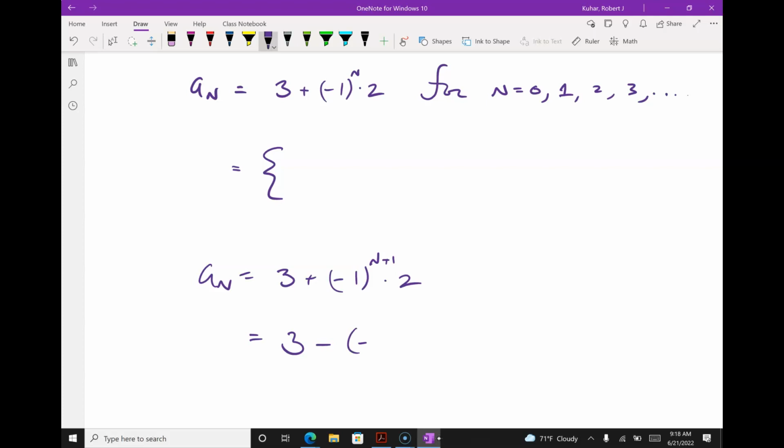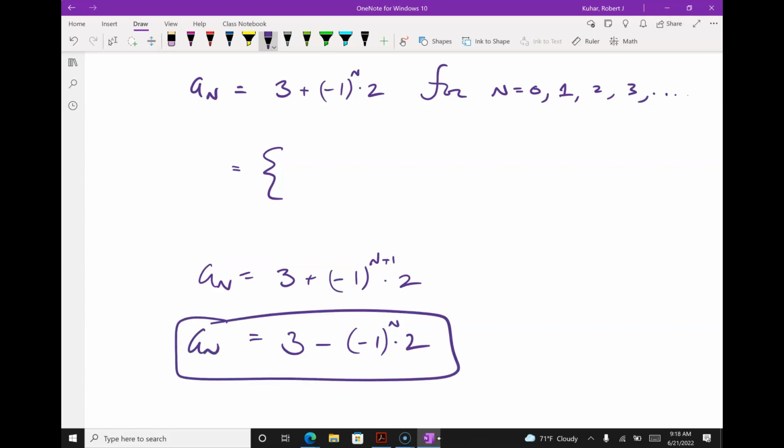3 minus a -1 to the n times 2, right? So now when n is 1, I get a double negative, I get the 5. There it is, right? Yeah, I like that, Alex. When n is 2, that -1 becomes a positive 1, so it becomes 3 minus 2, and that's 1. So that's it. That's pretty good.